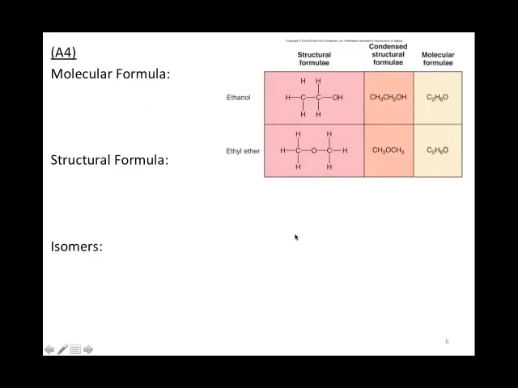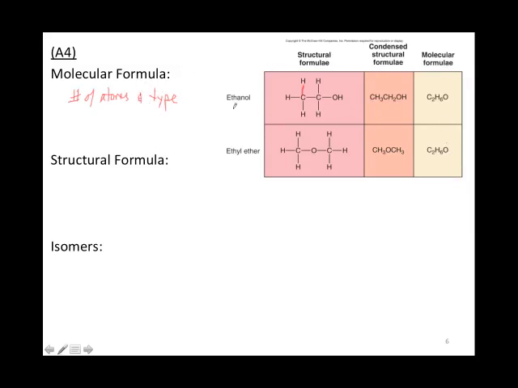Let's talk a little bit about what we call formulas here. When we talk about a molecular formula of a molecule, we're talking about the number of atoms and the type. So if we look at our example here, ethanol, the molecular formula for ethanol is C2H6O, meaning that it has 2 carbons, 6 hydrogens, and 1 oxygen. Look at ethyl ether. Well, we'll get back to that.